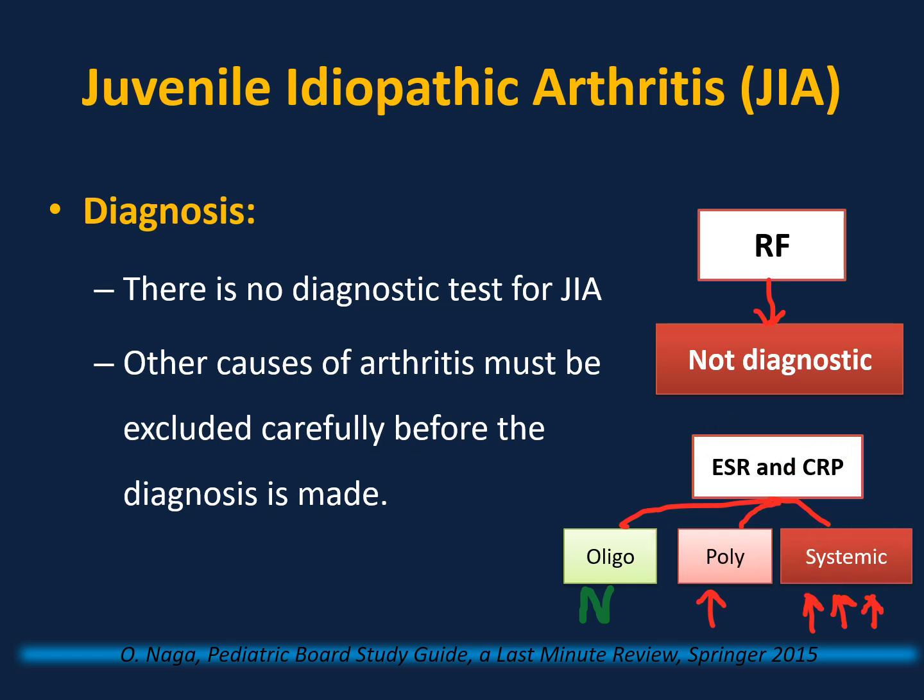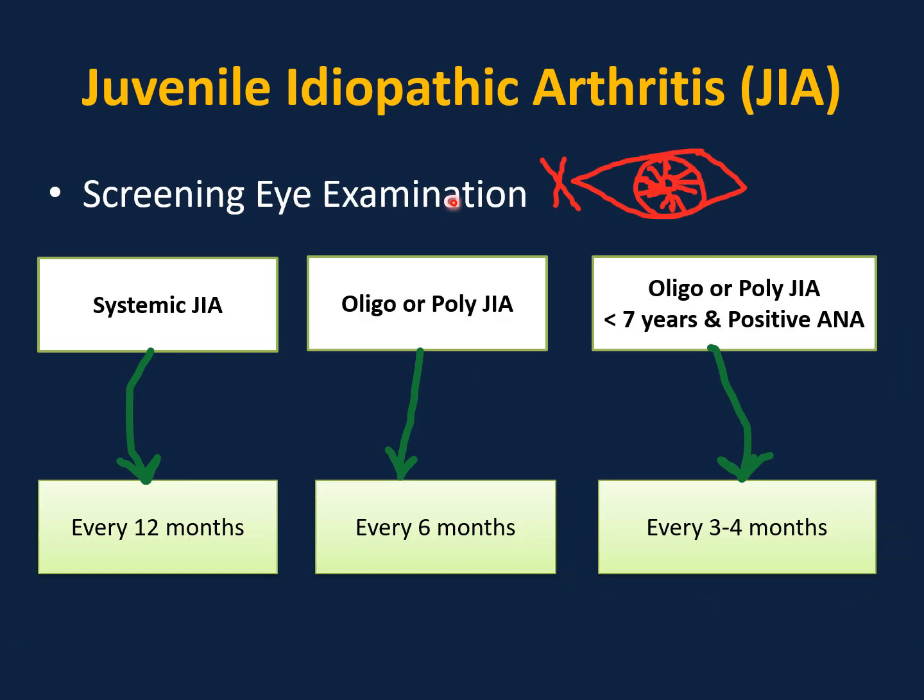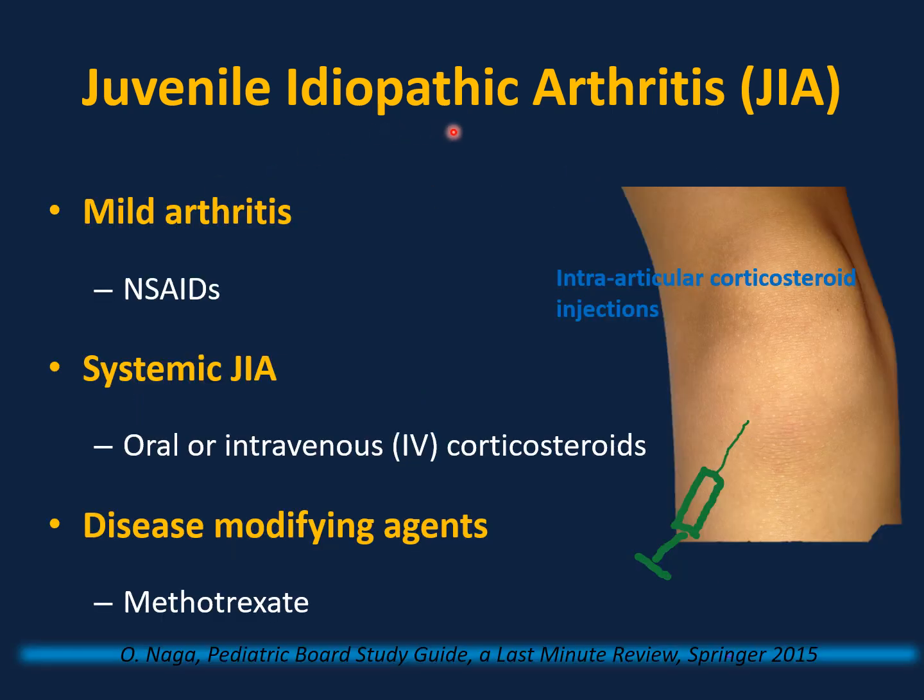Very important to know. Screening eye examination for uveitis or iridocyclitis in cases of JIA. If it's systemic, it is every 12 months because the risk is low. If it's oligo or poly JIA, it is every 6 months, except if it's oligo or poly JIA and less than 7 years of age and positive ANA, it has to be every 3 to 4 months because the risk is the highest.